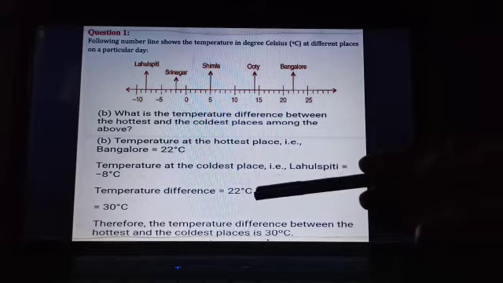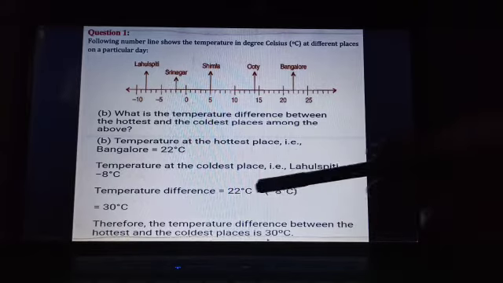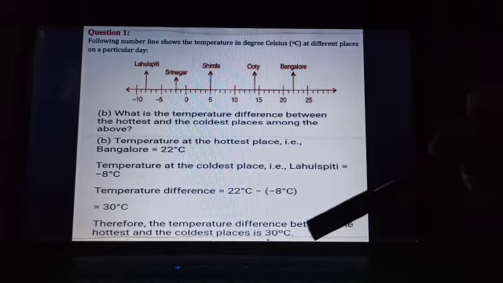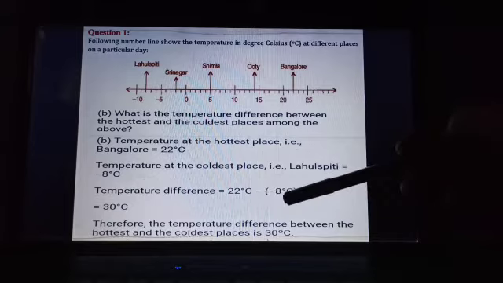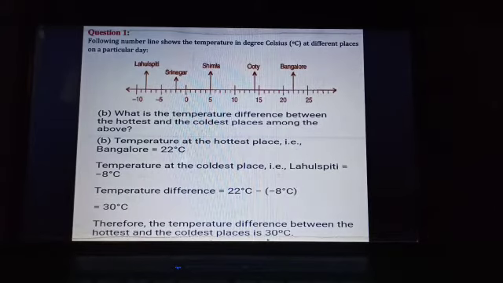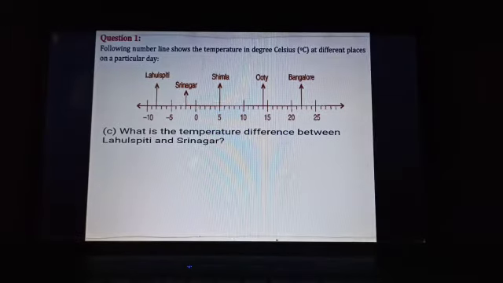Now 22 minus -8 degrees Celsius, minus times minus will give you plus. So 22 plus 8, that means 30. So in this way you have found the temperature difference between the hottest and the coldest place, which is equal to 30 degrees Celsius. Now here we have part C.